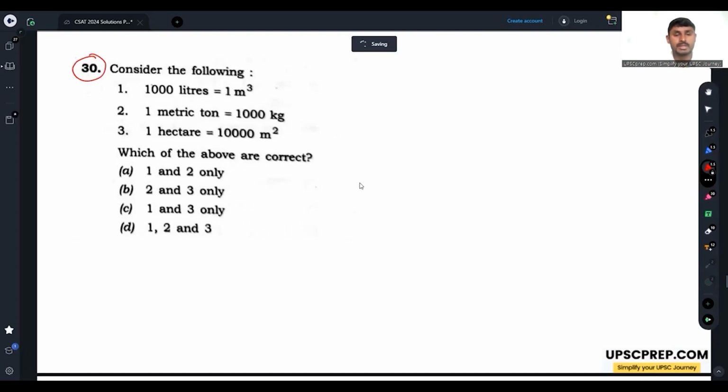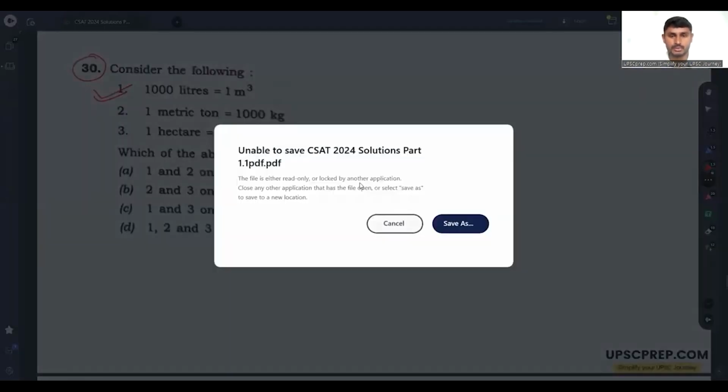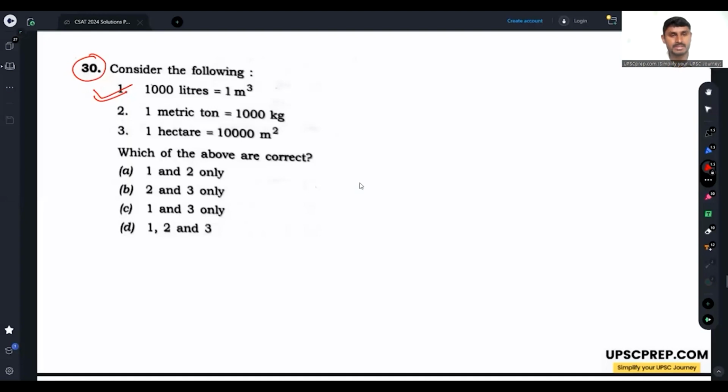Consider the following. 1000 liters is equal to 1 meter cube. Okay, this is correct. Yeah, you should know this. There is no alternate to this, right? You should know 1000 liters is equal to 1 meter cube होता है. 1 metric ton is 1000 kg. This is also correct, right? These are the relation between units that you should know. 1 hectare is equal to 10,000 meter square.